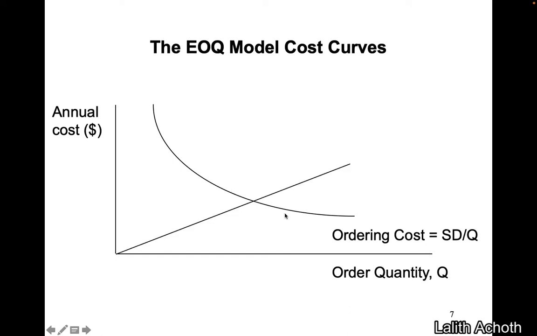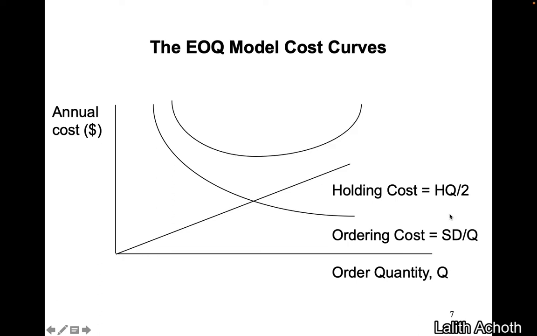This is called the holding cost. Holding cost is calculated as holding cost per unit times quantity divided by 2, that is HQ divided by 2. So you can see that the holding cost is increasing with the holding quantity, because here it's inversely related, and here it's directly related.